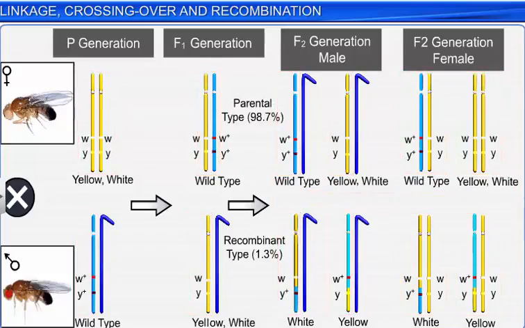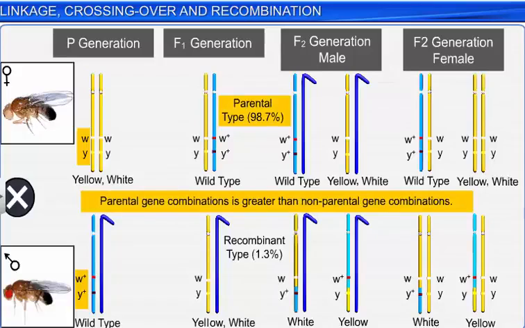Furthermore, they noticed that during a dihybrid cross, if 2 genes lie on the same chromosome, then the proportion of parental gene combinations, that is, y w and y+ w+ in this case, was much higher than non-parental gene combinations or the recombinant types, that is, y+ w and y w+.